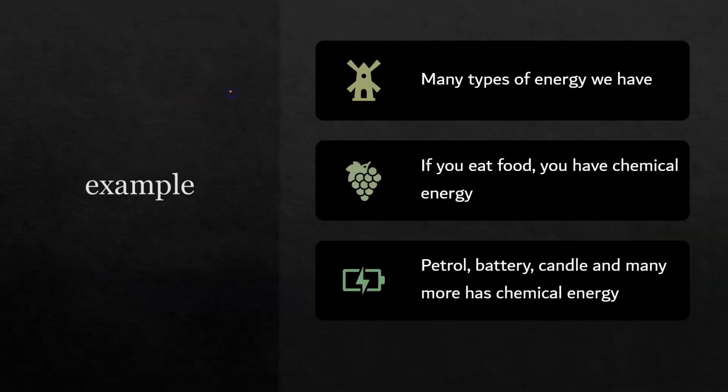Joules. Okay. Next, another example. Many types of energy we have, and then we discuss a few of them. If you eat food, you have chemical energy, right? Okay, what are the other chemical energy you can find in daily life? The petrol, battery, candle, and many more objects where they have chemical energy.